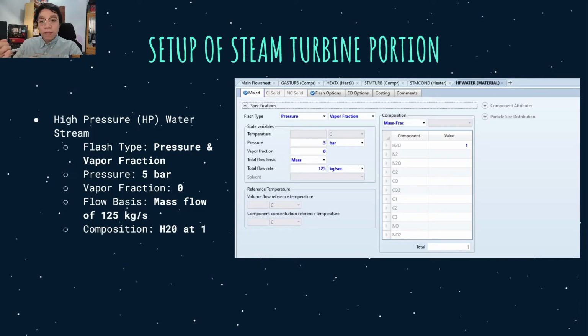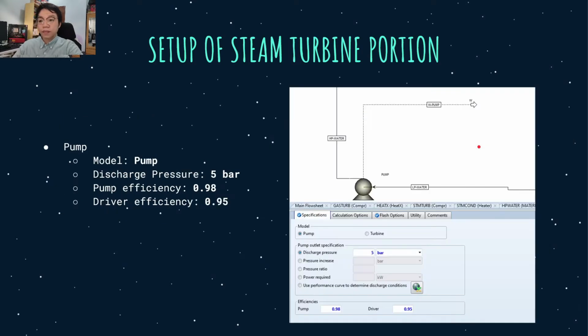We're also going to set up our high pressure water stream, the flash type being pressure and vapor fraction, where the pressure is 5 bar and our vapor fraction is 0 to indicate that it is liquid. Our flow basis would be based on mass at 125 kilograms per second. The composition of the entire stream would be water, based on the mass fractions of H2O being a value of 1.